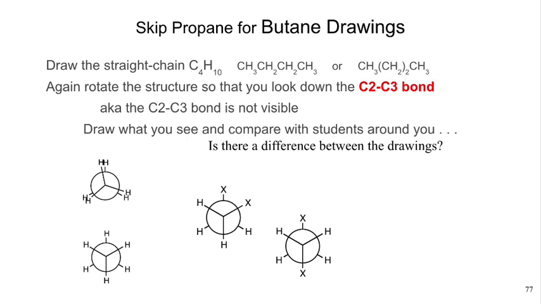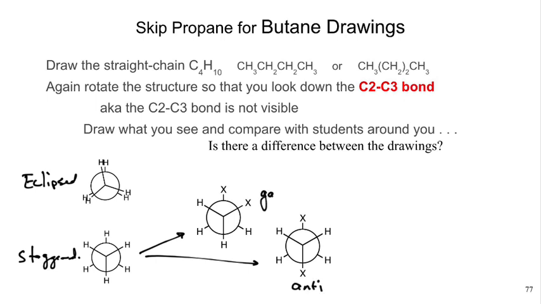So if we look back to where we started, we had eclipsed. I think this is what you're asking. We had staggered, and what we just discovered is that our staggered can split out into two other categories. We can get anti, and we can get our gauche. Can we technically get different eclipsed?